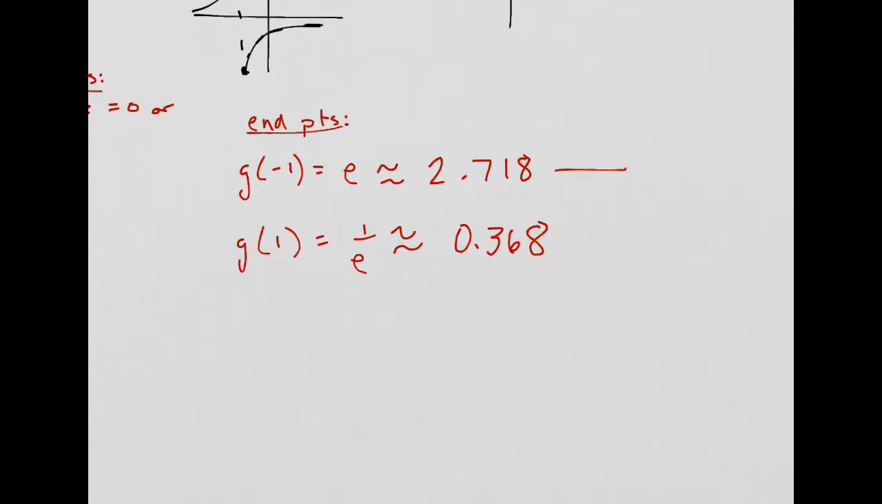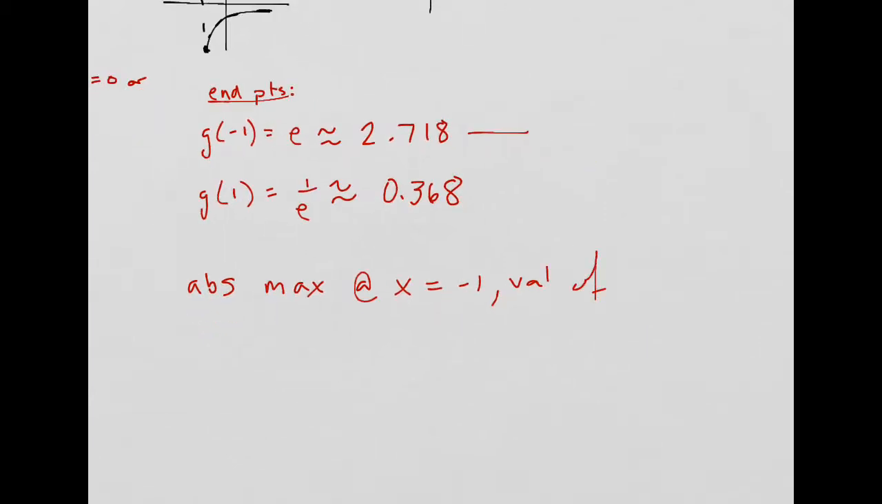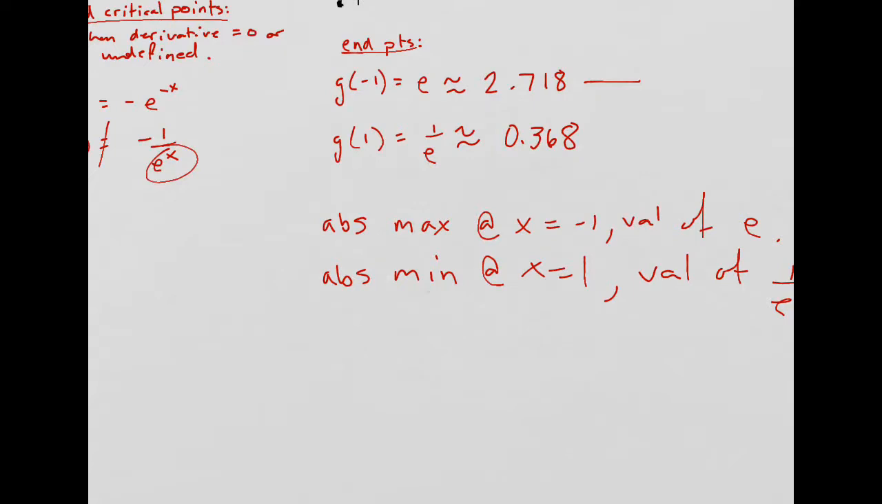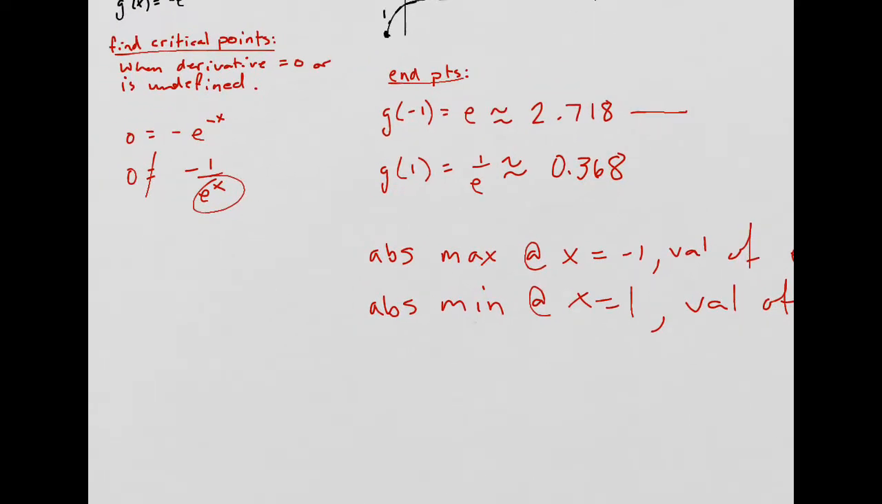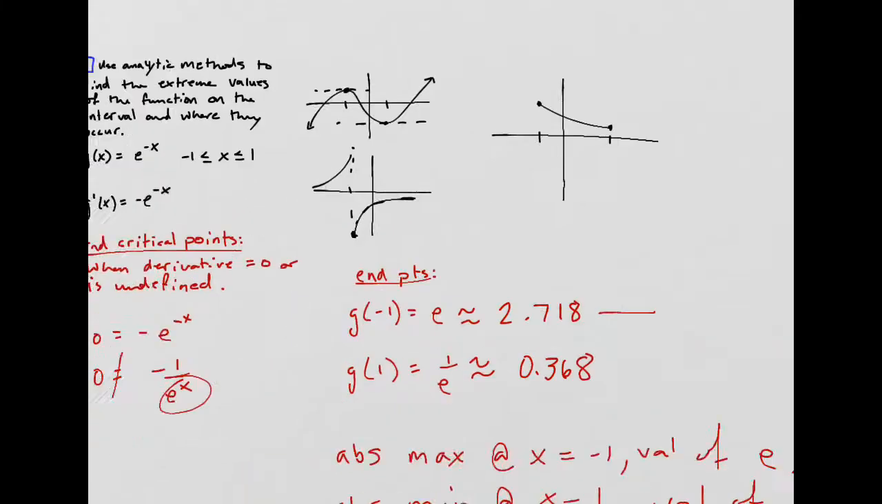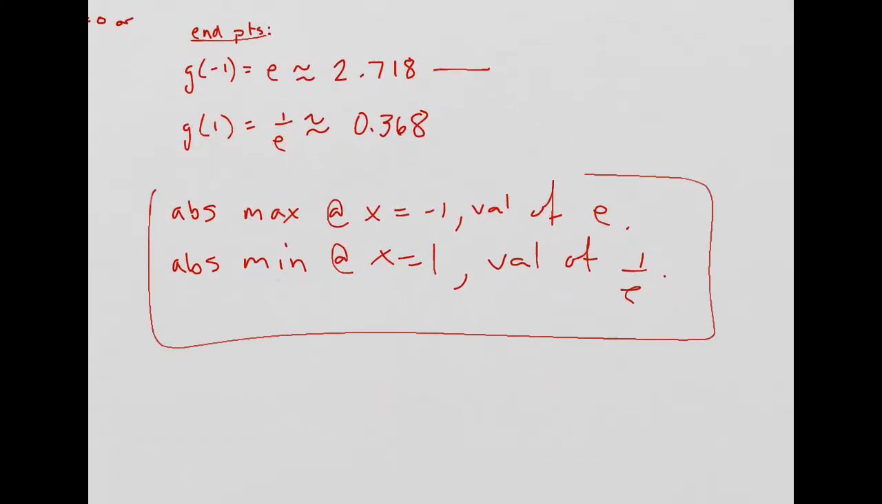This one is definitely bigger, so it's the absolute maximum. So we can say absolute max, or global max, at x equals -1, with a value of e. And then an absolute minimum at x equals +1, with a value of 1 over e. And I know that there aren't any relative extrema because when I set the derivative equal to 0, I didn't get any x values. So that's my answer. I definitely want to do a different example.